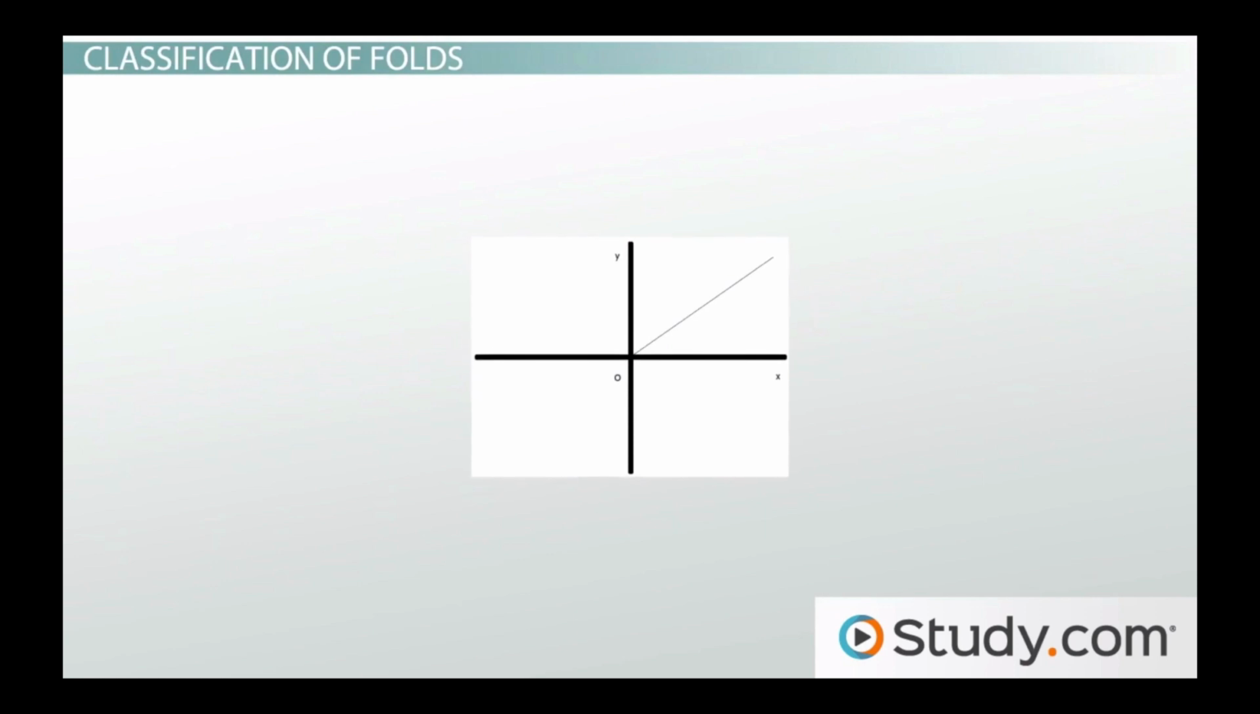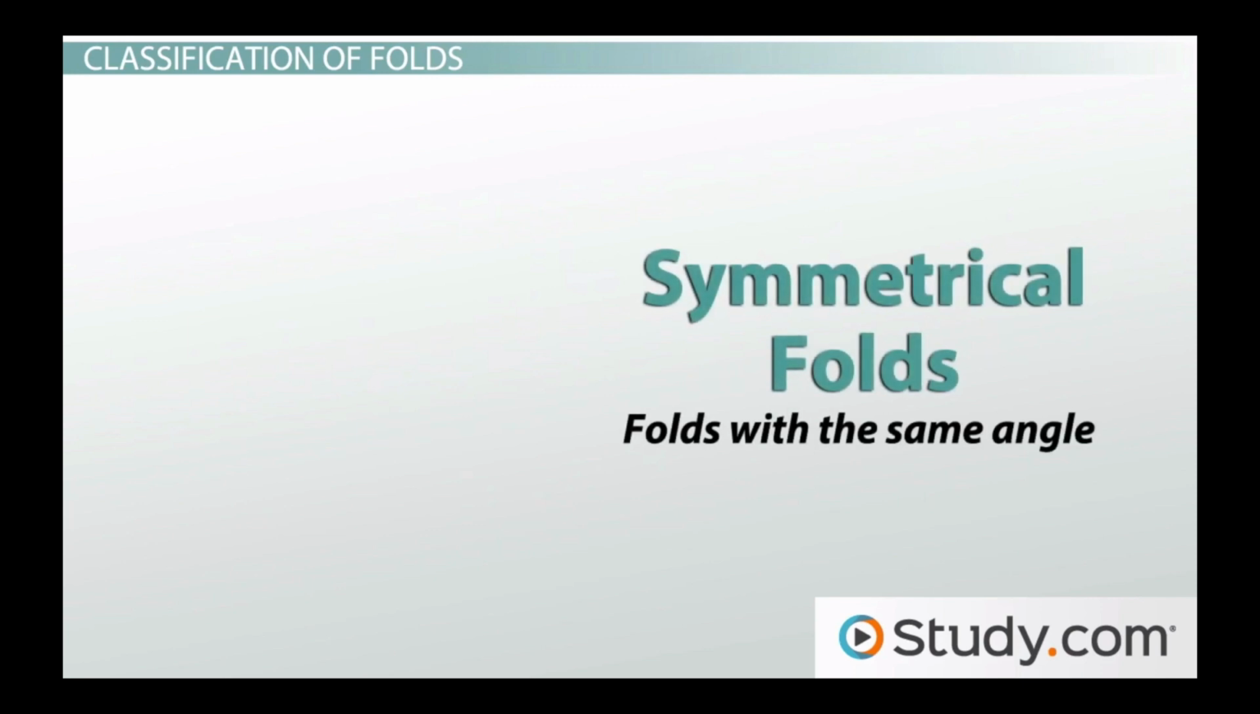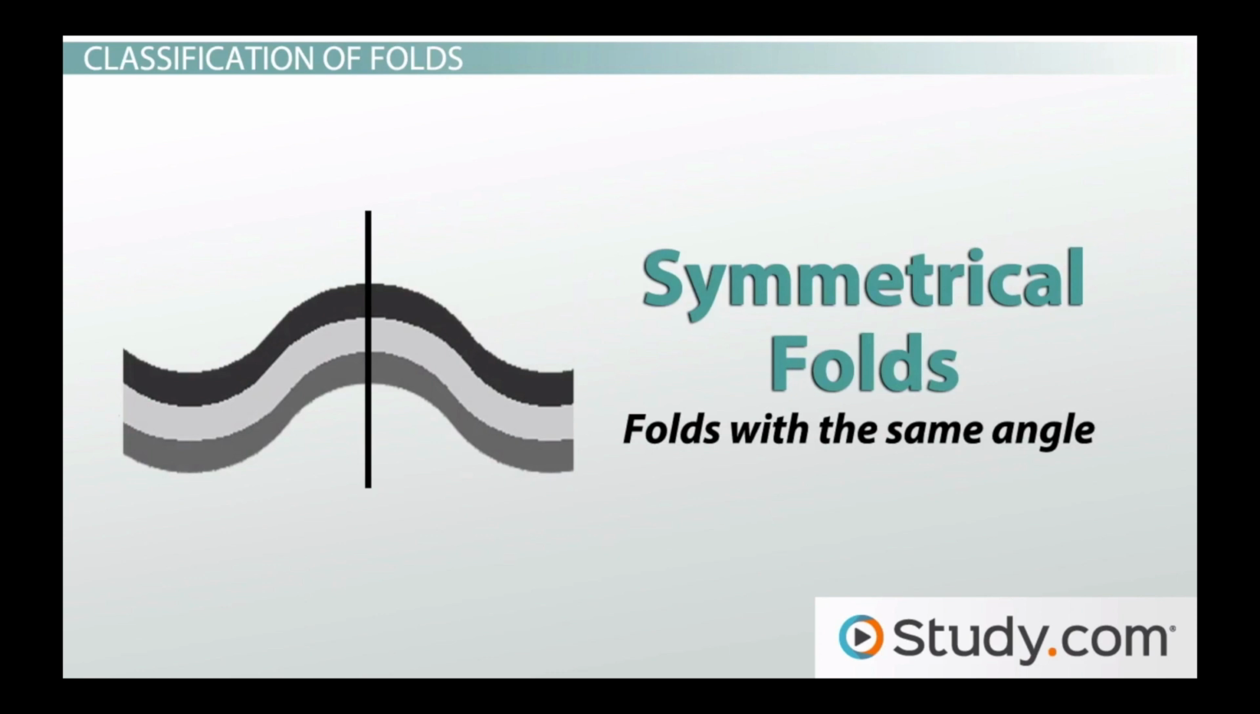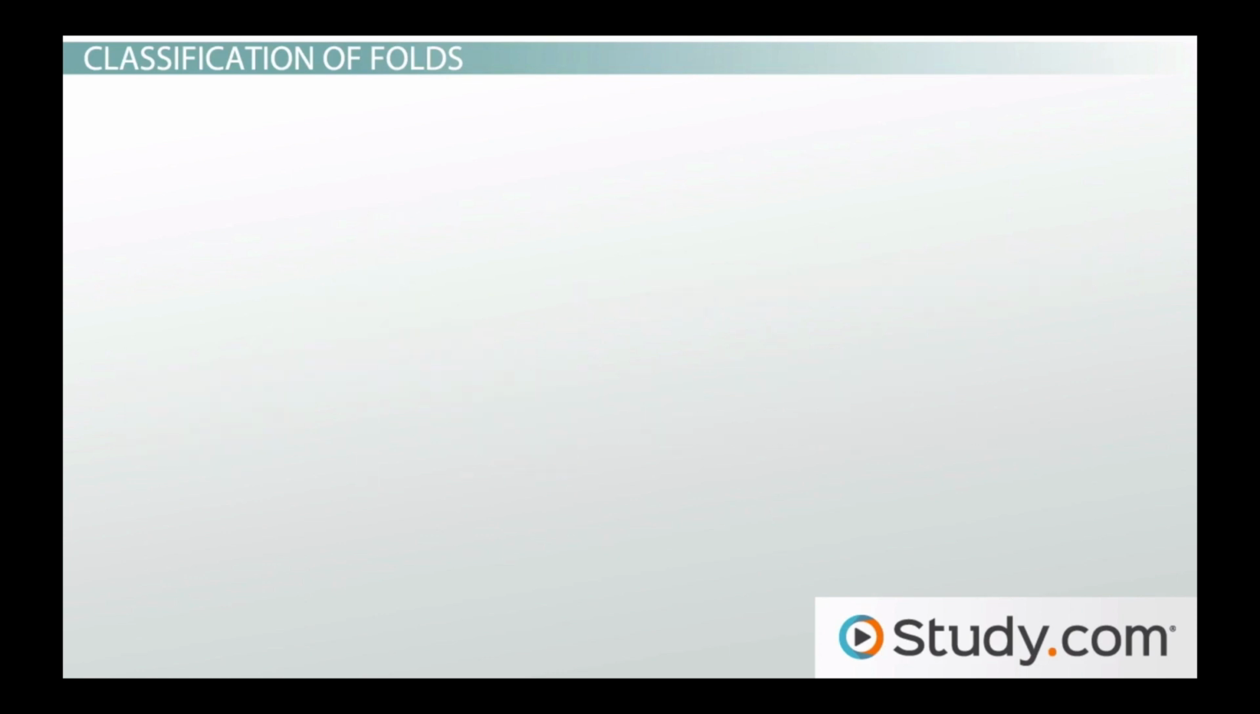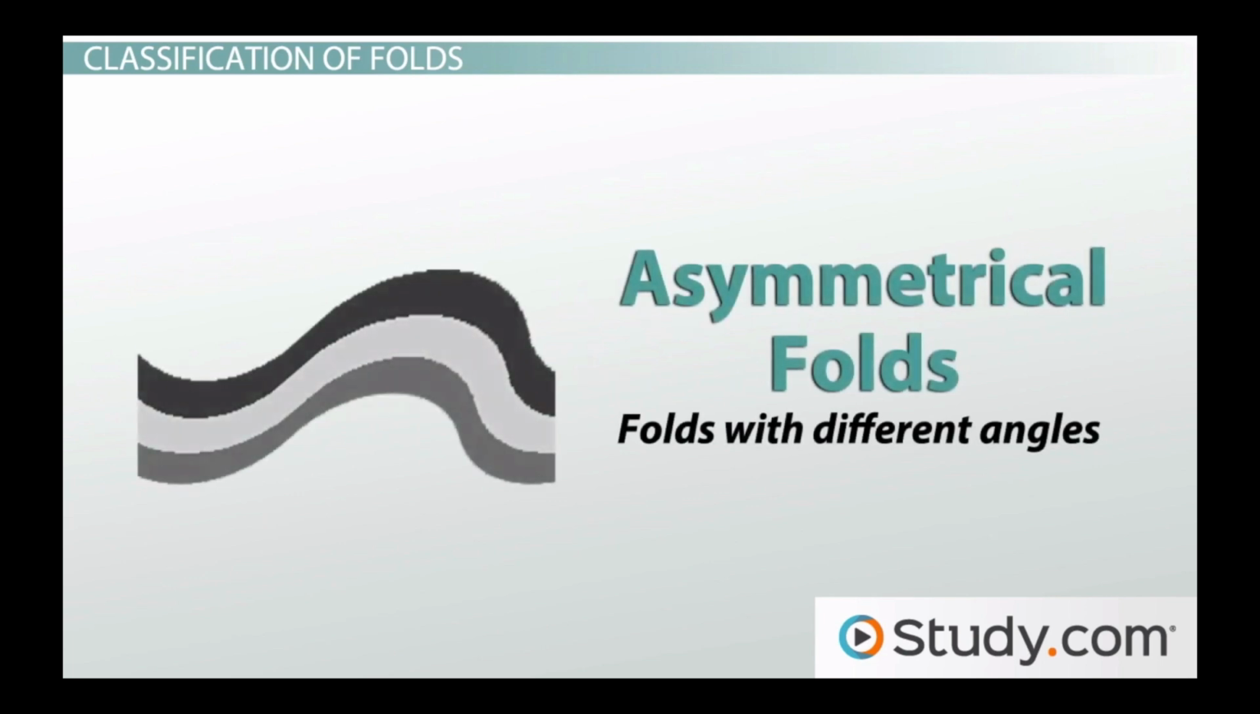Not only do folds come in different shapes, but they also form at different angles. Symmetrical folds are folds with the same angle. This makes sense, since symmetry means the same on both sides. We can also have the reverse of symmetrical, which occur in asymmetrical folds, or folds with different angles.